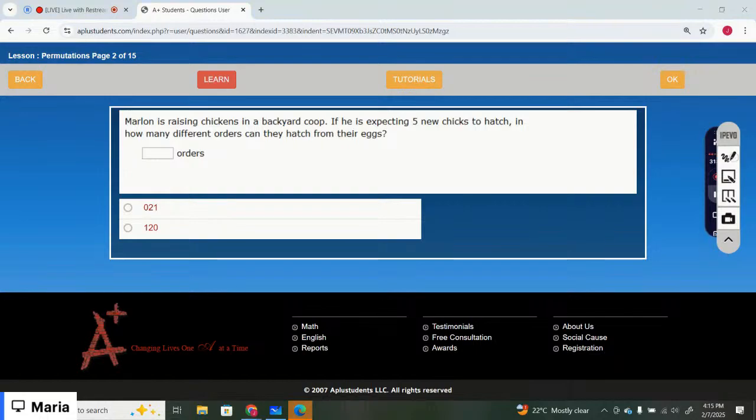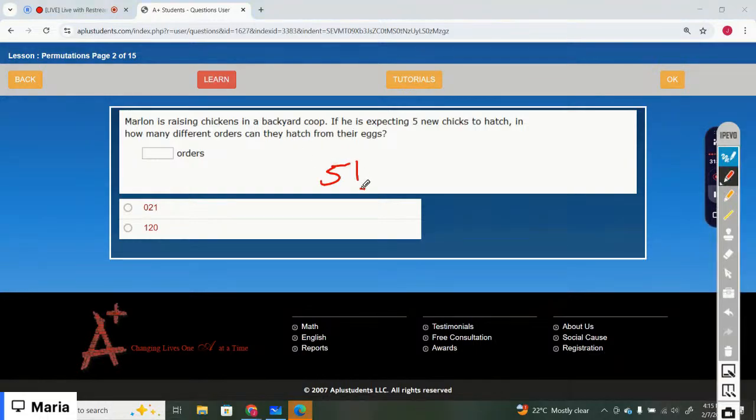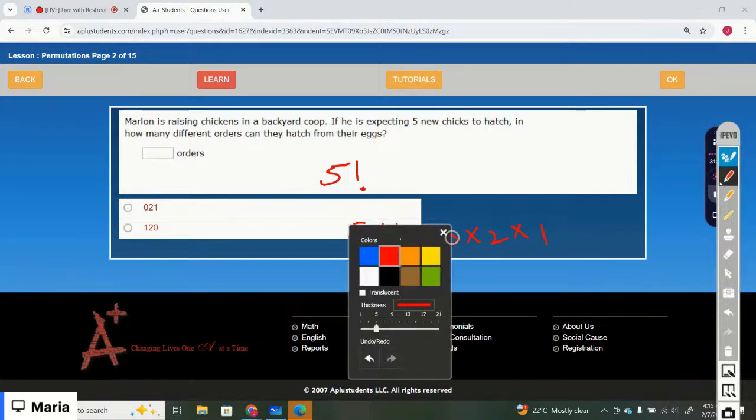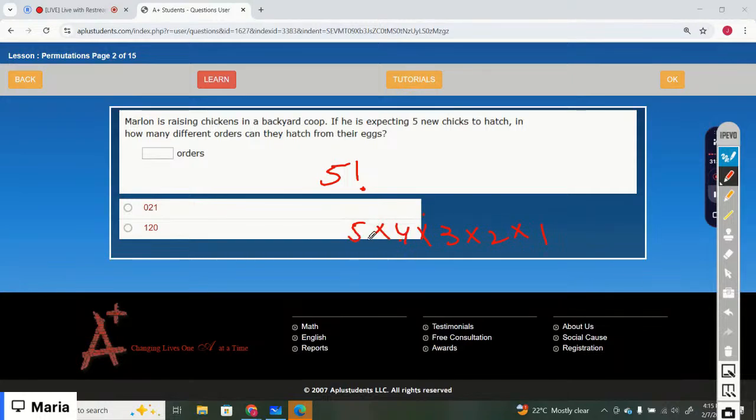5 new chicks to hatch, so you can arrange them in 5 factorial. 5 factorial means you have to multiply all the numbers between 5 and 1. So 2 times 3 is 6, 6 times 4 is 24, and 24 times 5 is 120.